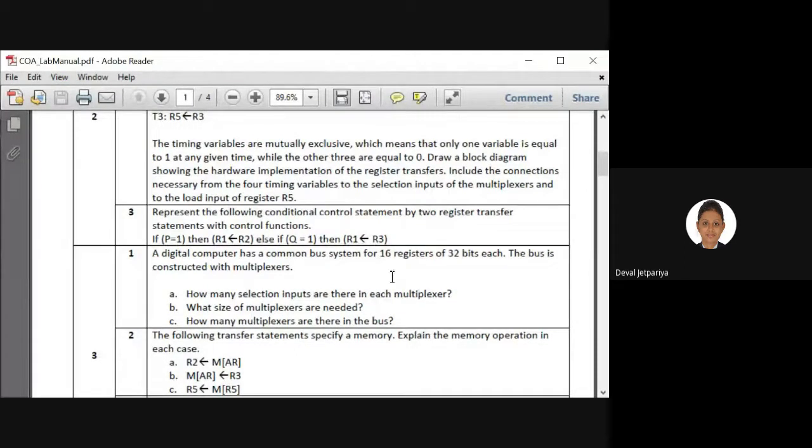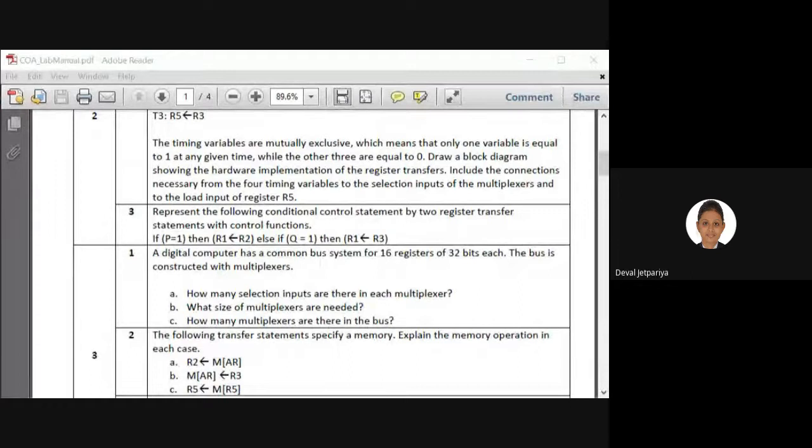Why? Because 16 can be represented as 2 raised to 4, so to connect each register we require selection input lines. Okay, so this first question is clear.